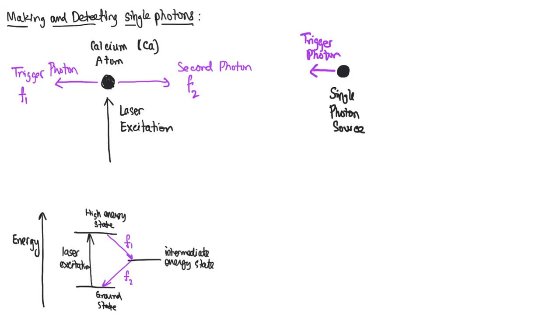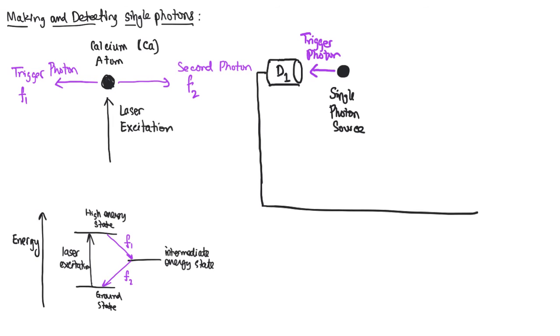That is sent to a detector, and we'll call that D1 for detector 1. They used a photomultiplier tube, but the exact detector is not so important here. Okay, and we're going to take this signal and send it off over here, and we'll see where that gets used in a minute. The other photon now becomes the photon of interest for our experiment.